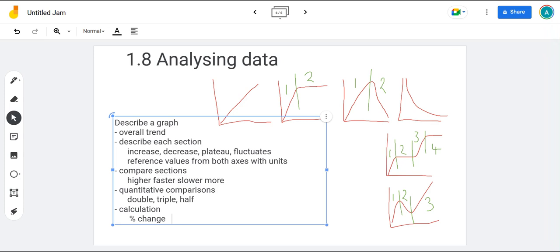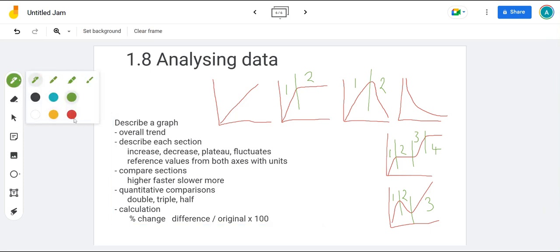So the equation for percentage change is however much the difference is, divided by the original value. I'll give you an example in a minute, and then times it by 100. So let's put some numbers on a graph just so we can see what I mean. If we wanted to do percentage change on this one from 3 to 4, if the value at the start of 3 was, let's say, 2, whatever it is, on there. So let's say there's a value of 2 there, 3 there, 4 there, obviously 1 here.